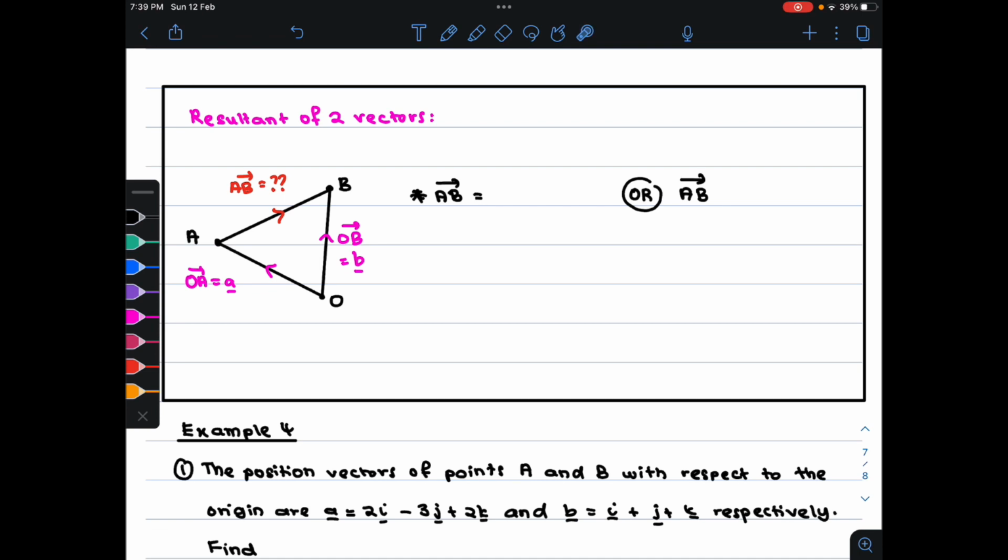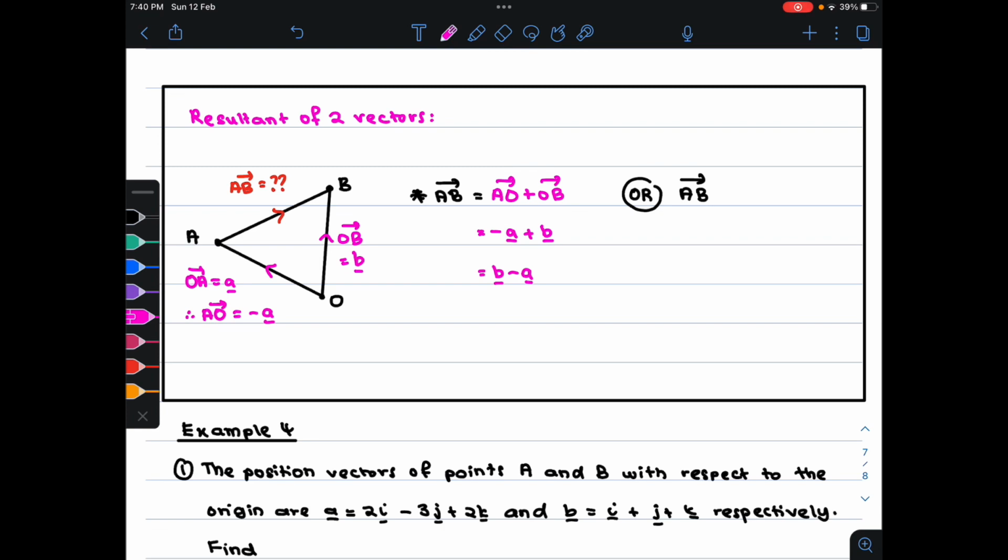So note that to find vector AB, which is from A to B, we need AO plus OB. And since OA is vector A, therefore vector AO is the negative vector. Therefore it is negative A, since AO is in the different direction compared to OA. So AO is negative A, and that will plus with vector B. So we will get B minus A. Now this is by using the concept.